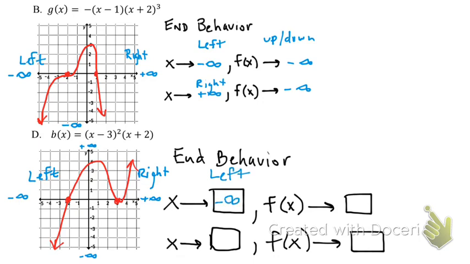Now on the left side, does it go up or down? It goes down. Does it ever stop going down? The answer is no, so we put negative infinity because it keeps going down. All right, now we do the right side. Does this graph ever stop going to the right? The answer is no. This arrow says it goes to the right forever and ever, so we're going to put positive infinity.